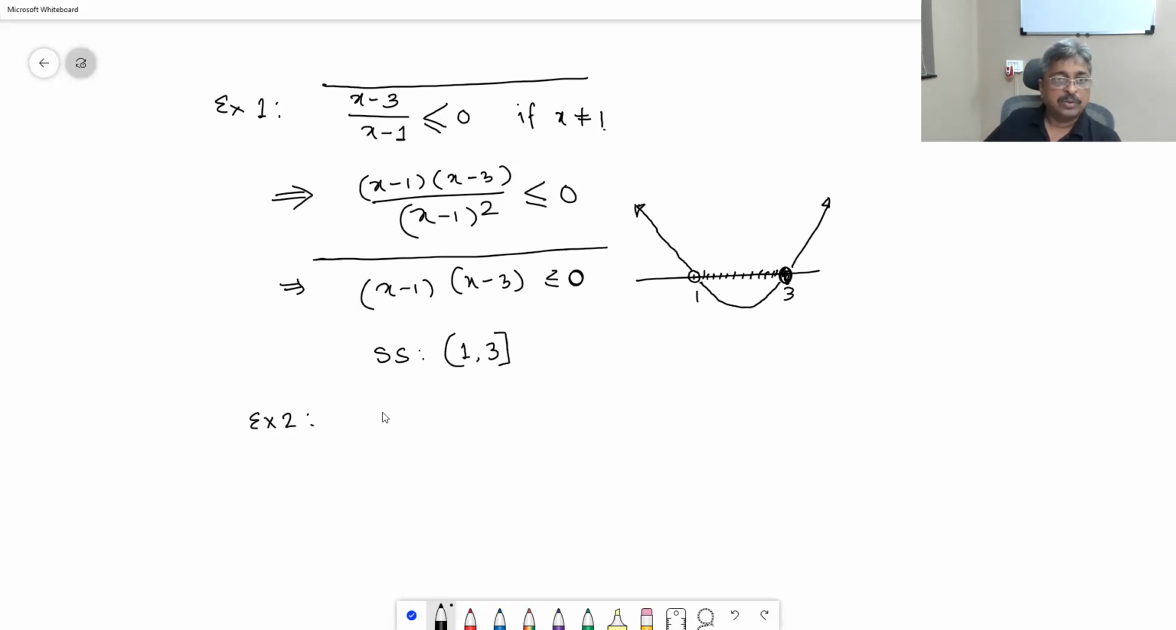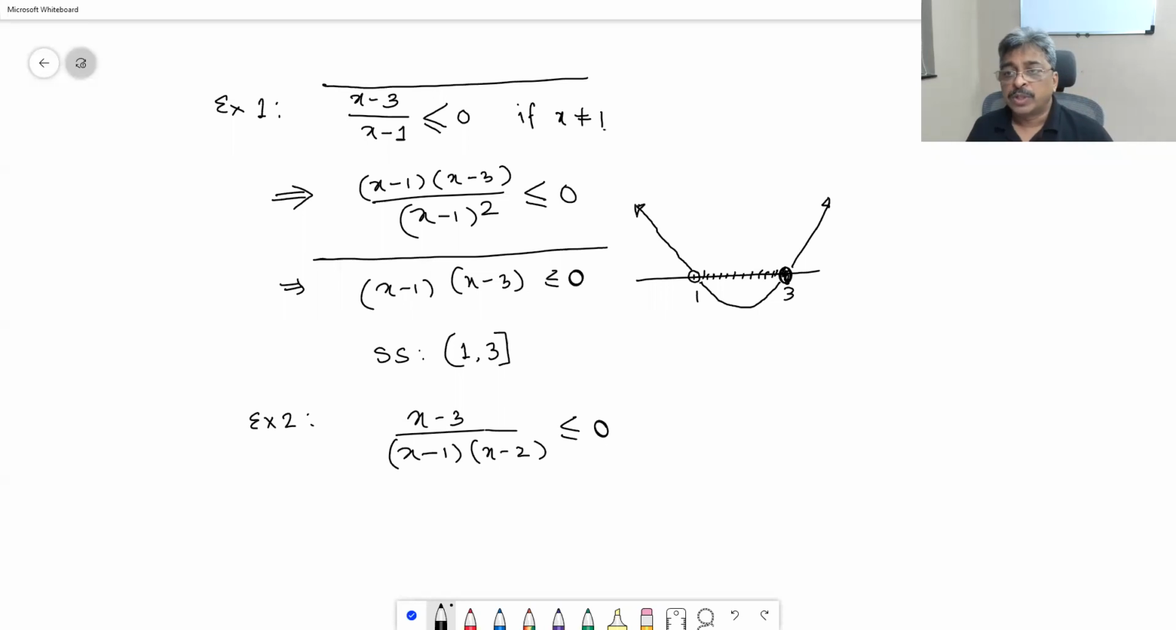Example number 2. (x minus 3) upon (x minus 1) into (x minus 2) should be less than or equal to 0. Give me the solution set. Okay, let me explain. The majority of the students did it correctly. Again, the same principle: you cannot predict anything about your denominator, so you have to make it positive.